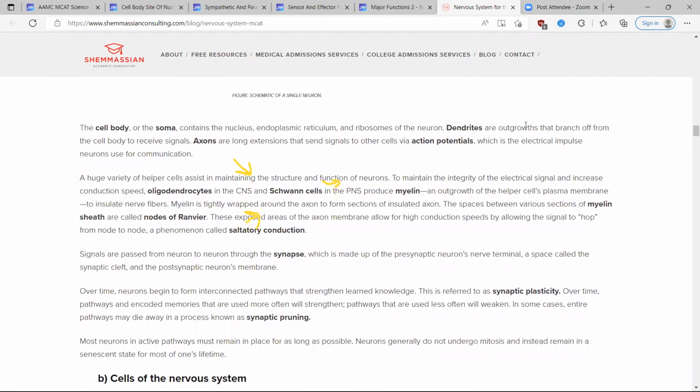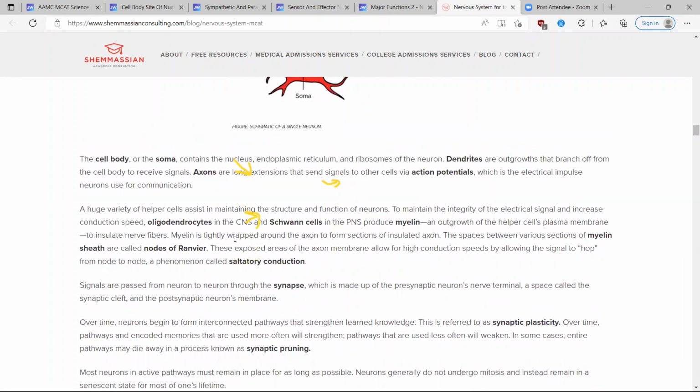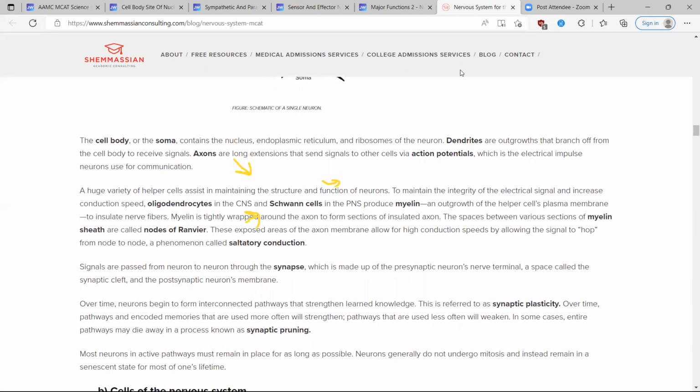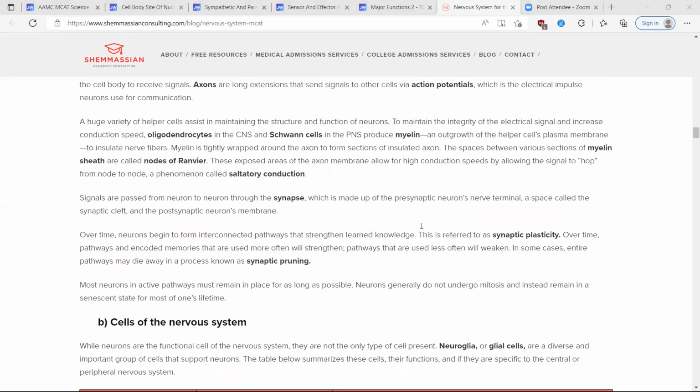So this process of these exposed areas of the axon membrane allows for high conduction speeds by allowing the signal to hop from node to node, a phenomenon called saltatory conduction. We'll understand why it's saltatory conduction because it's all about salt.